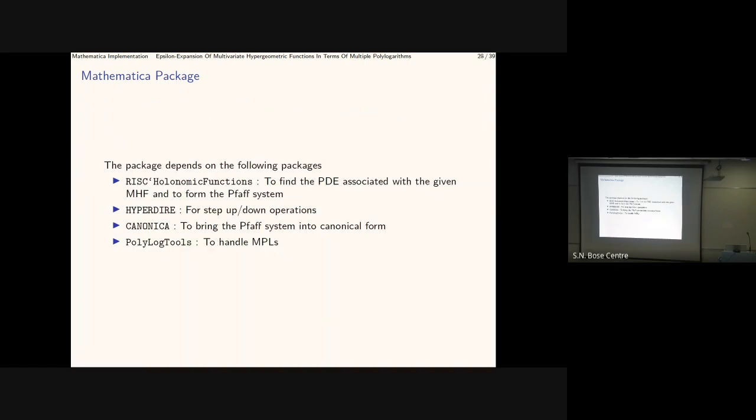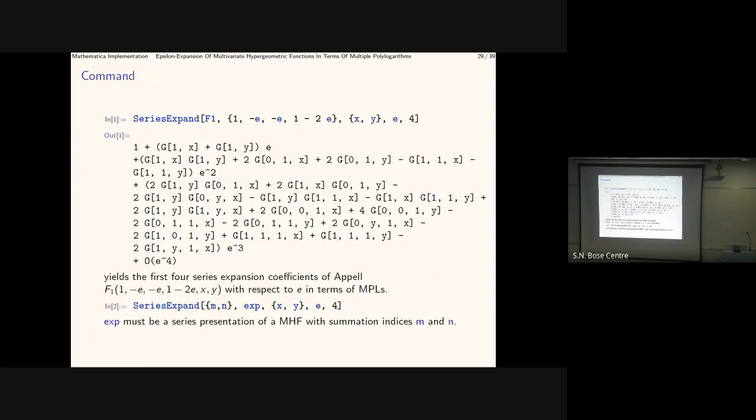And the package depends on four other dependencies. These are well established packages from the literature. One is called HolonomicFunctions. This is used to find the PDE associated with the hypergeometric function and to bring it to the Pfaffian system. Then the step up-down operators are already implemented in the HYPERDIRE packages. To bring the Pfaffian system to the canonical form, we use Canonica. And to integrate and manipulate polylogarithms, we use PolyLogTools. So this is how a Mathematica input-output will look of the package.